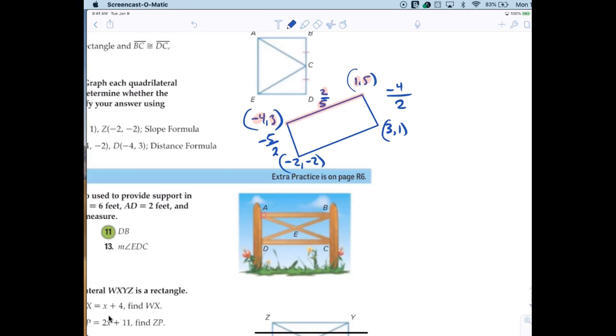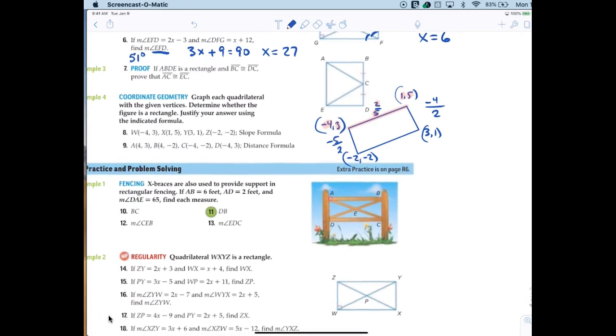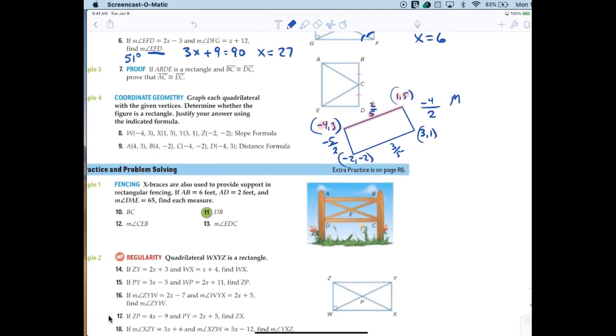Oh, wait, it's not. Come on, you guys are supposed to help me out. It says, determine whether the figure is a rectangle. No, it's not. Close, but definitely not, because I think this one would have been 3 over 5. Anybody have any questions with that? If you're still unsure, remember y2 minus y1 over x2 minus x1.